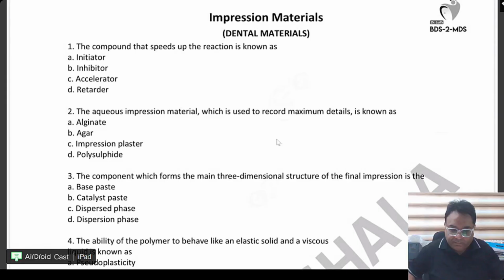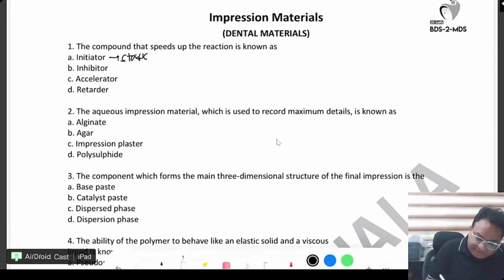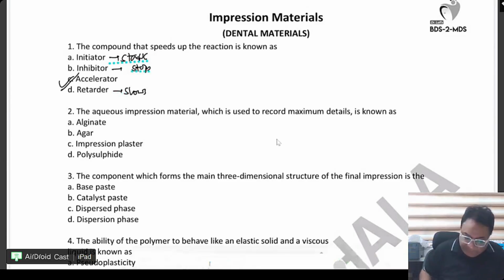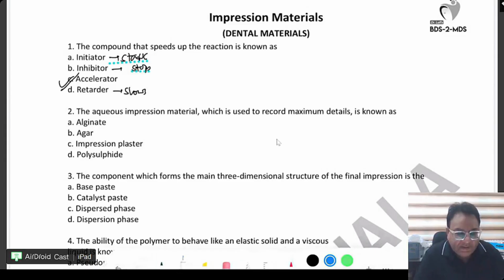Question number 1. The compound that speeds up the reaction is known as, very simple, initiator is the one which starts the reaction. Inhibitor stops the reaction. Slows the reaction, speeds up the reaction. Right?